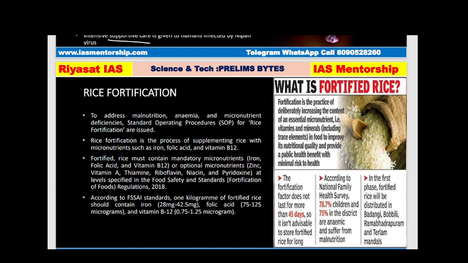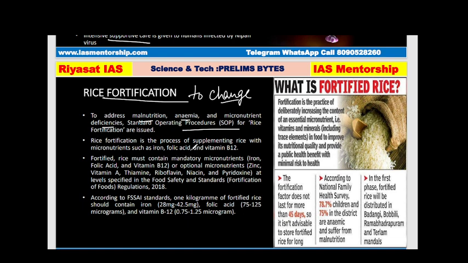Next is your rice fortification. Basically, fortification means to change. The simple dictionary meaning is to change. Why are we changing the rice? Basically to address malnutrition, anemia, micronutrient deficiencies, standard operating procedures of rice are issued. There are many diseases going on, so there need to be some changes done in your rice so that it is extra nutritious and provides good energy.